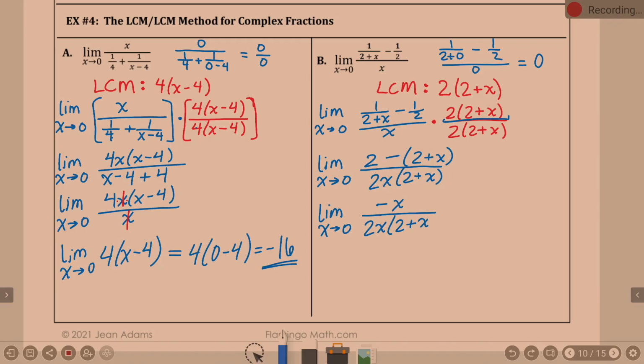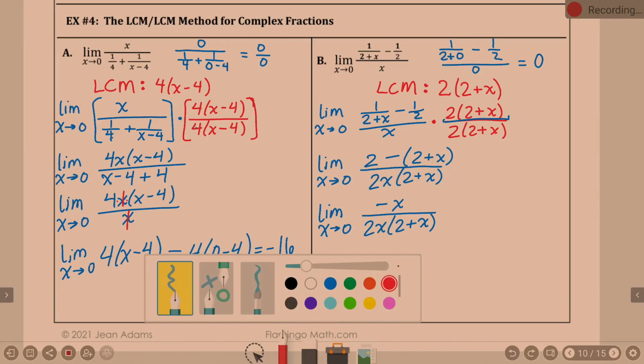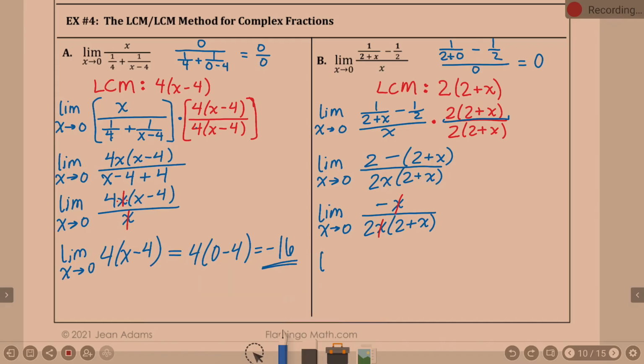You plug in 0, you're still stuck, but what cancels? The x's cancel. So I have the limit as x approaches 0. I still have a negative on top, so I'm going to write that as a negative 1 over 2 times 2 plus x.